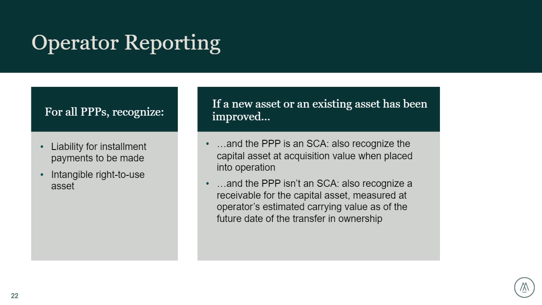Something I want to point out with this slide, if you put the operator and transferor slide next to each other, it'd be a little confusing. But I want to make it clear that both the transferor and operator aren't going to be reporting a capital asset at the same time. That wouldn't make any sense. The operator is the one that's initially reporting the right to use that asset. And once ownership transfers, the operator no longer reports the right to use asset, and the transferor now recognizes a capital asset.